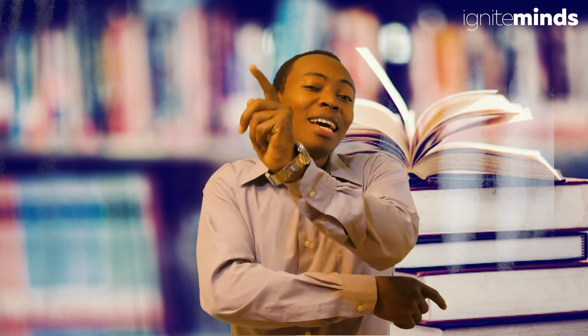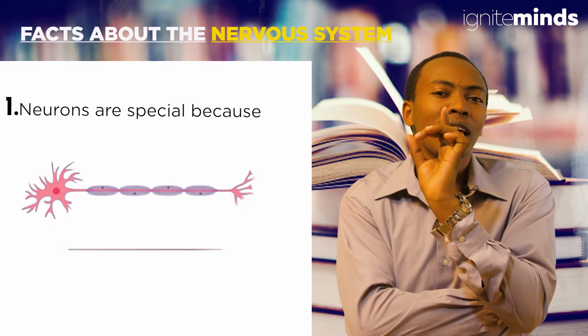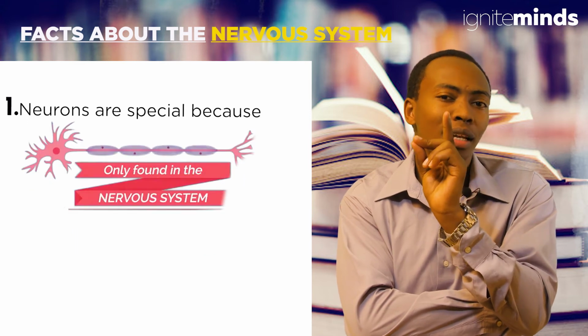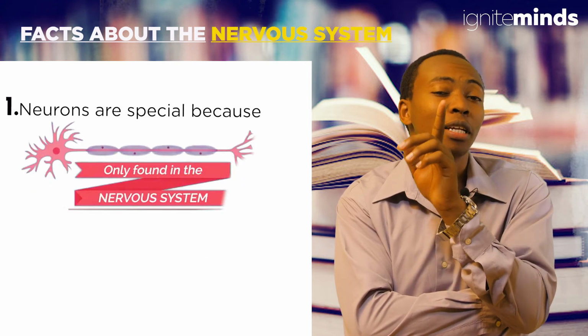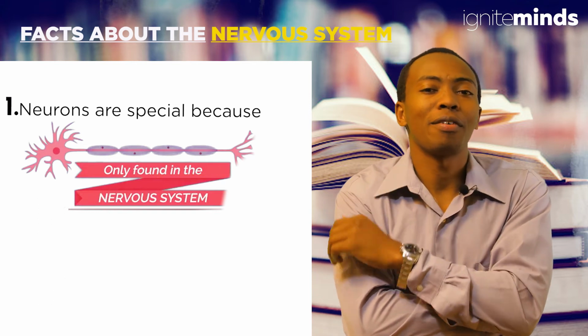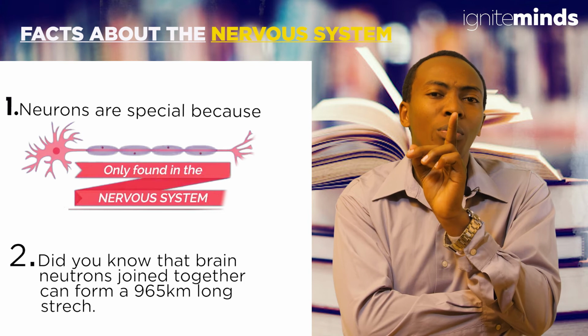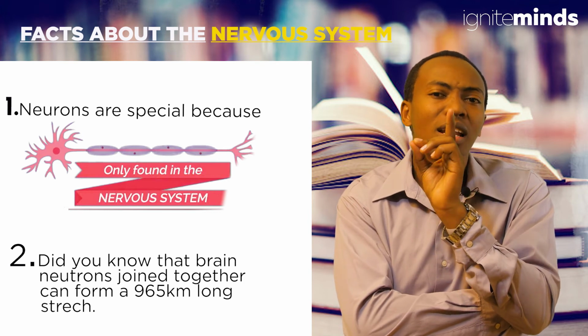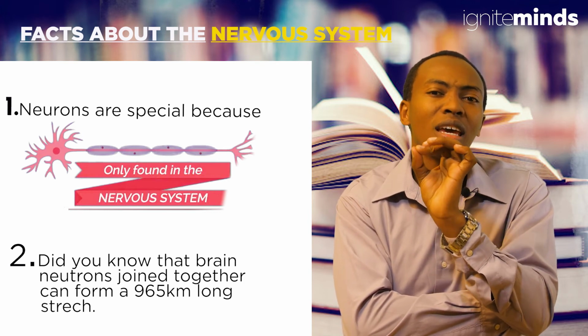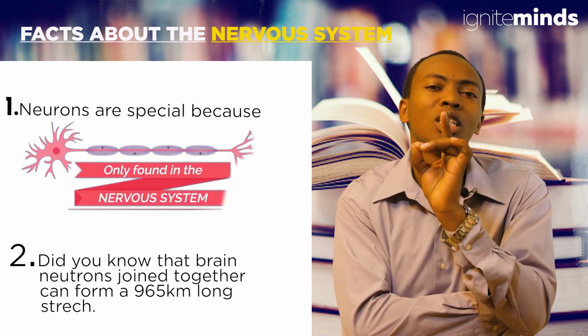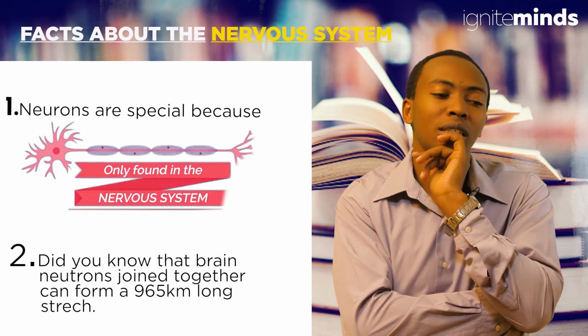Now, here are some fun facts that I know you did not know. Did you know that neurons are special because they are not found anywhere else in our body apart from the nervous system? Another fact. Did you know that the neurons in our brains, when they are lined up together, can create a 965 kilometers long railroad?